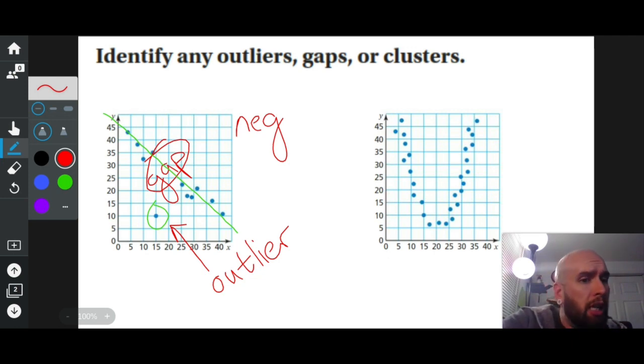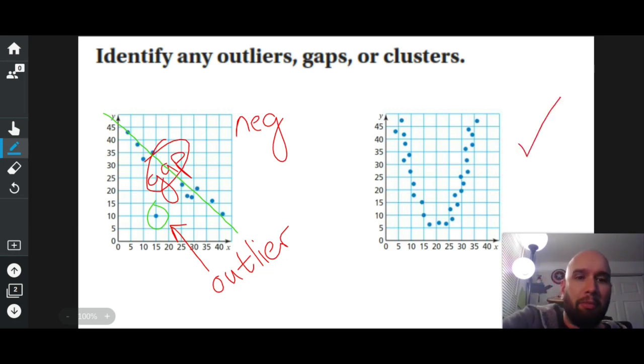I don't see any outliers. I don't see any gaps. And I don't see any clusters. So that's easy.